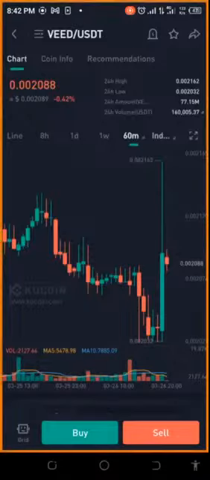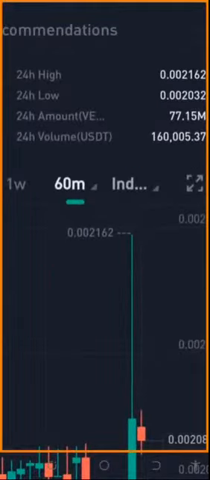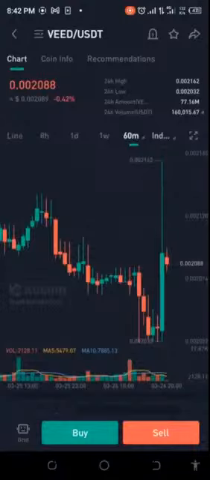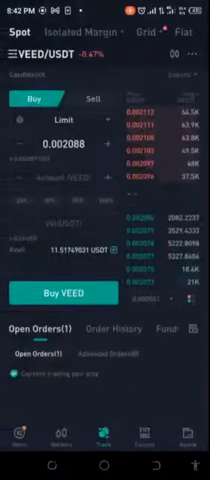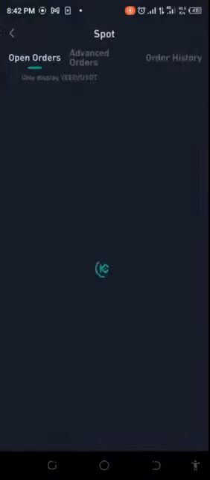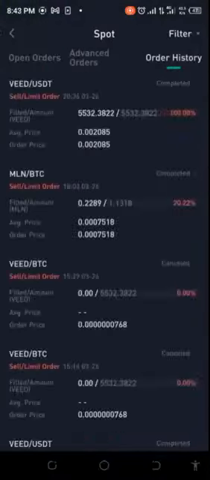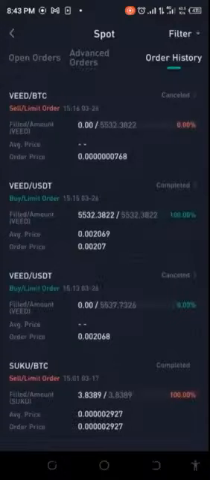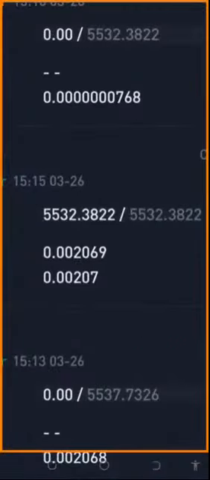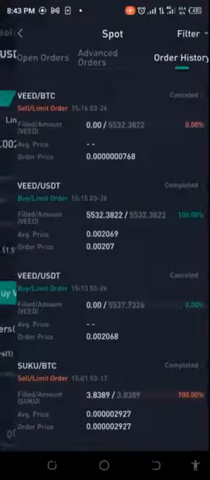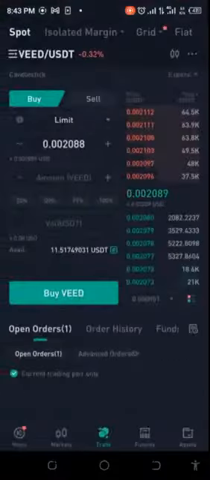In fact, let me check what this could have been. This is 21.60. So I'm just imagining, if I had put this, what would I have made? I can't even remember, so I'll just go check. Let's check the trade order and see how many we bought. Okay, we bought 5532. So let's go and check what we could have made. Oh my gosh, I'm not happy with the fact that I didn't check this, but it's fine.